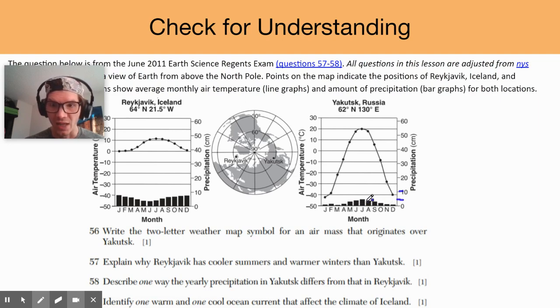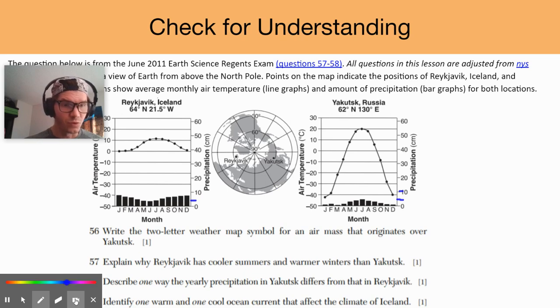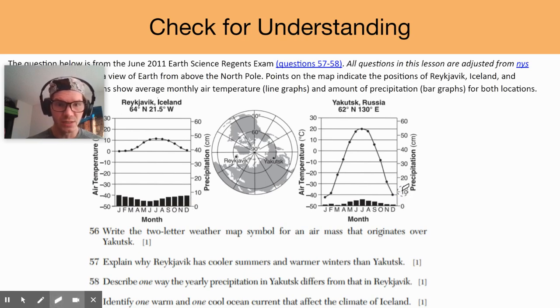It looks like in July, in their month of heaviest precipitation, they get around 5 centimeters, whereas in Iceland, they're getting that almost on average every month, and in some months they're getting close to maybe 8 or 9 centimeters. So those are 2 different ways that we can compare the precipitation in the 2 cities.